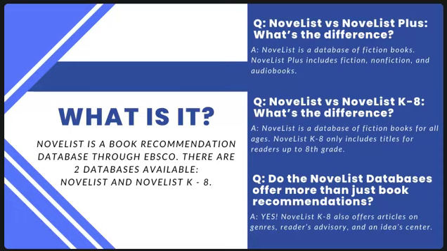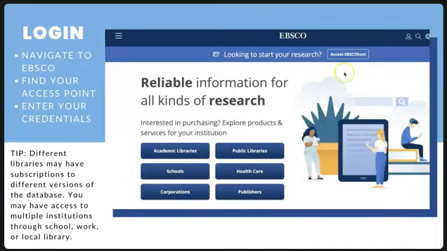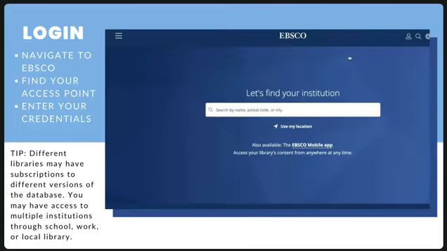Because NoveList is a subscription database, you will need to access it through a unique link. Begin by heading to the EBSCO website at ebsco.com. From there, you will click the Access EBSCO Host button. On the next page, you'll have a number of ways to locate your local library, state library, or school. You can either have the browser use your current location, or you can download the app if you'd prefer to use services on your device.